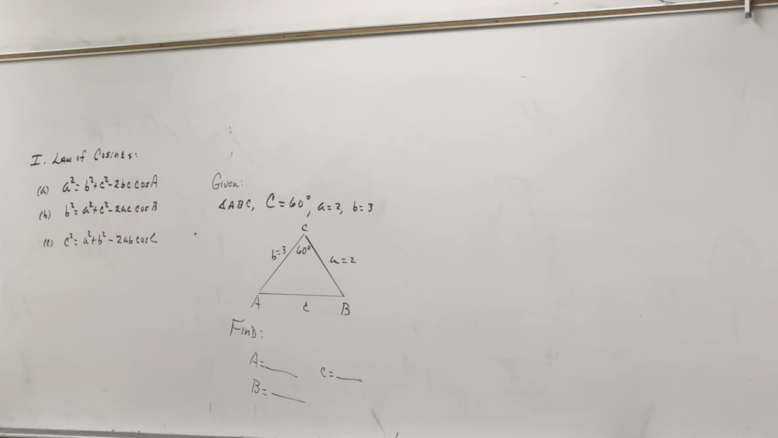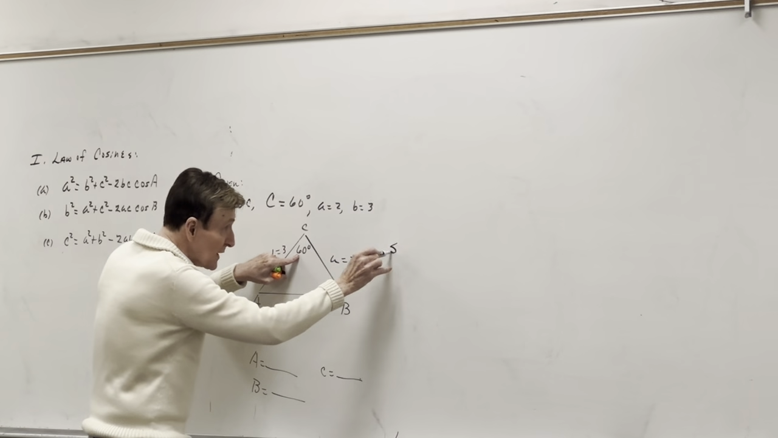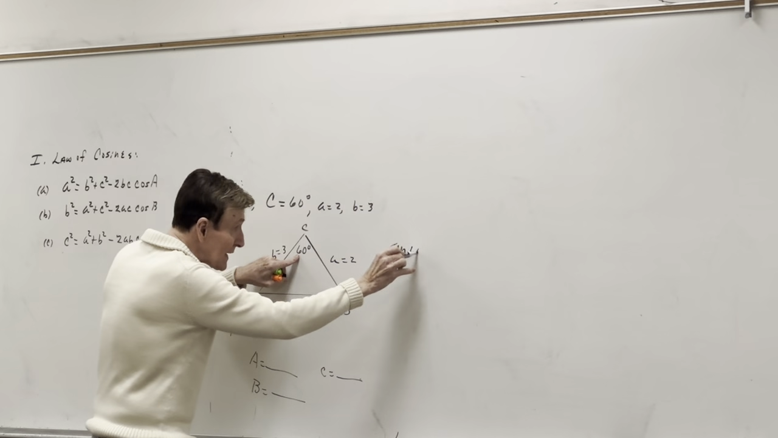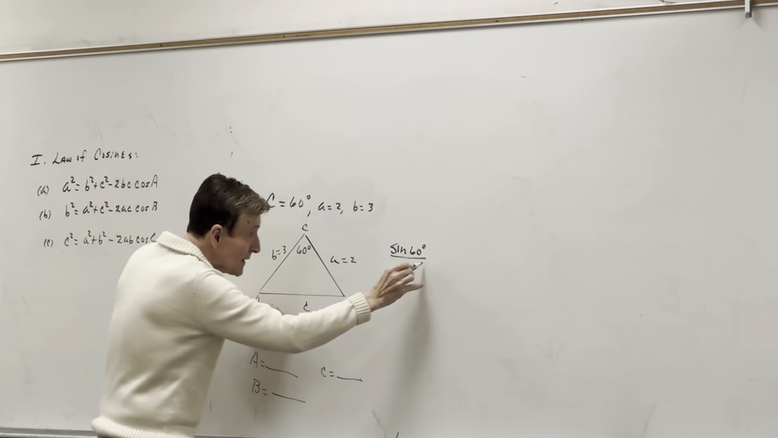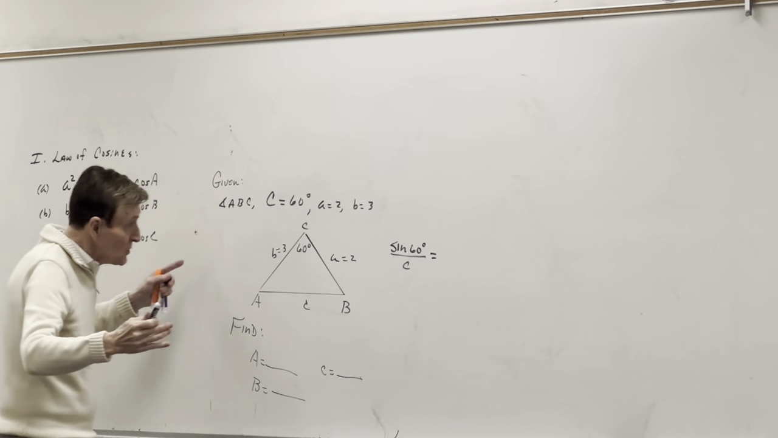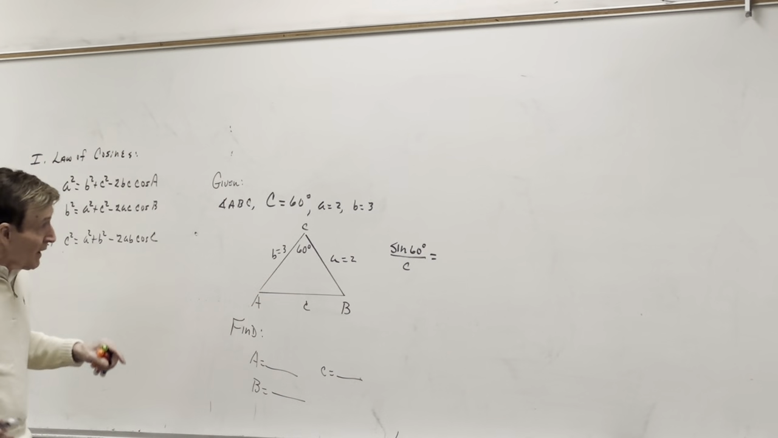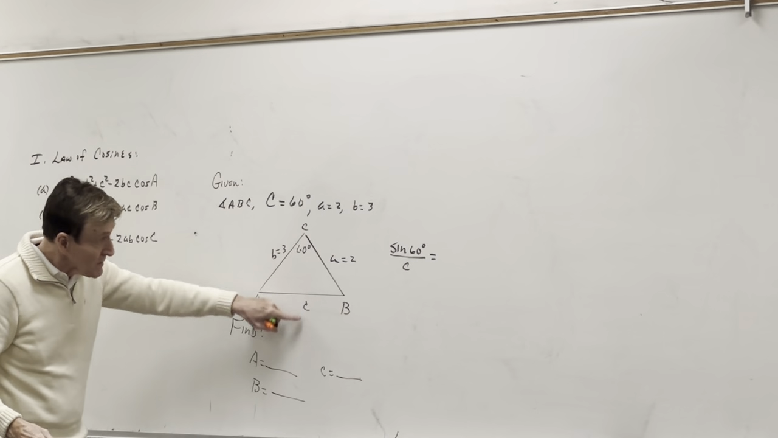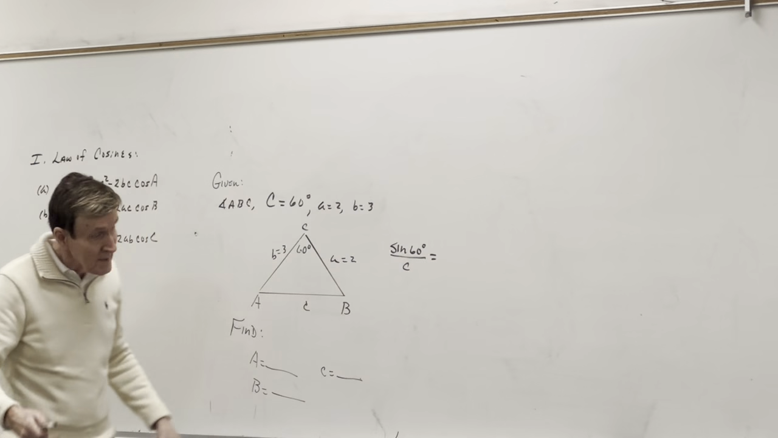Marina gave me 60. She said, Professor, yesterday you said take sine of 60 over C equal to, and then choose another and do a match for me. I got sine of 60 over C. That's perfect for law of sines. I need another. Now where is the other?